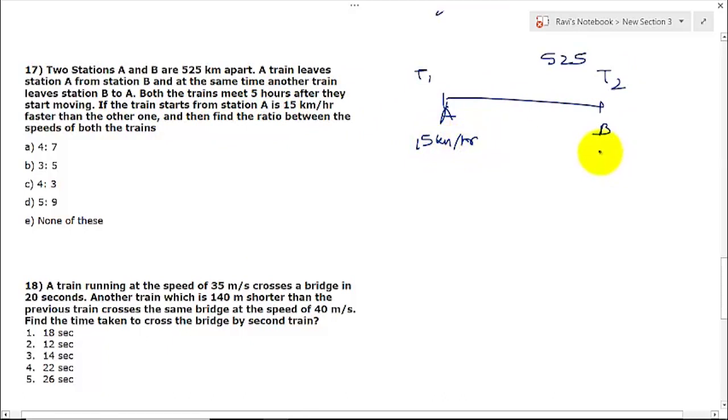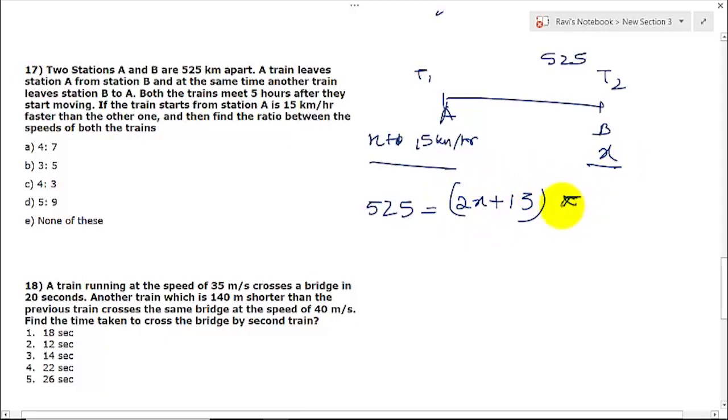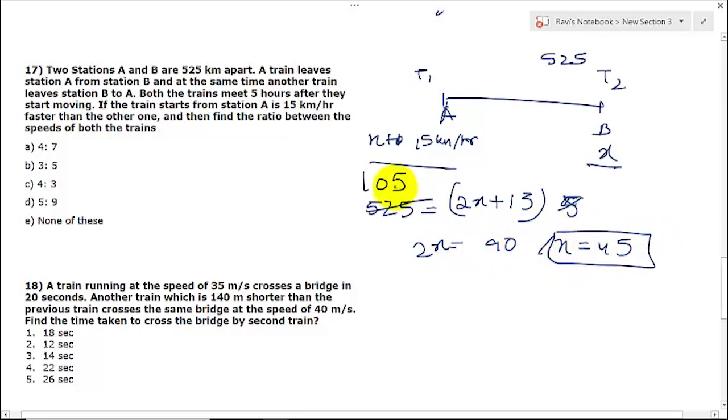So suppose this is x, so A is x plus 15. Find the ratio between the speed of the two. So since we have taken this, distance between them is how much? 525, and they are moving towards each other, that will be the sum, 2x plus 15. Time is how much? 5. 105. Let us solve this. 15 with 2x will be how much? 90. X will be how much? 45.